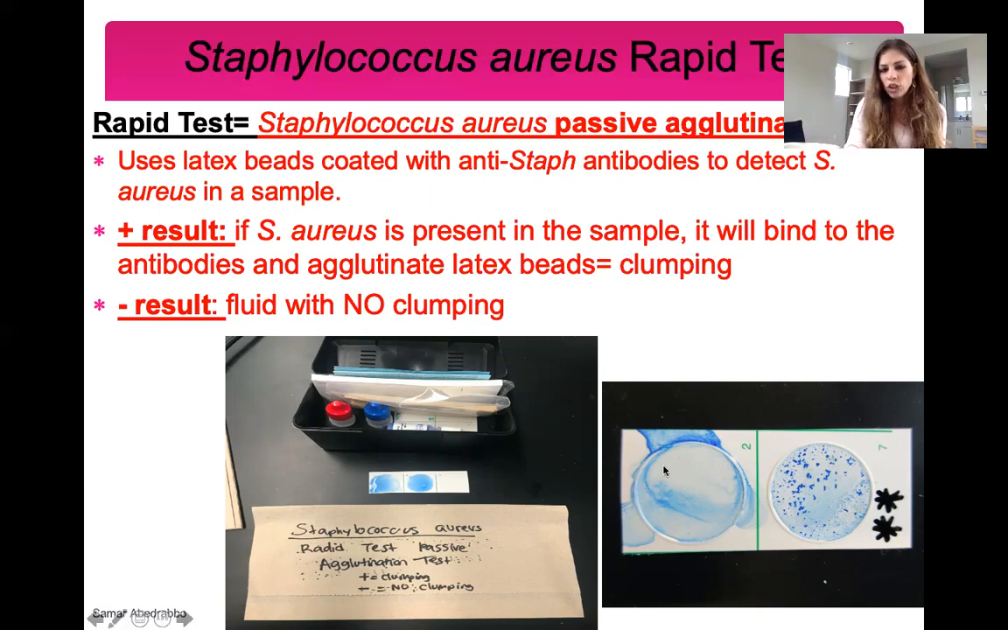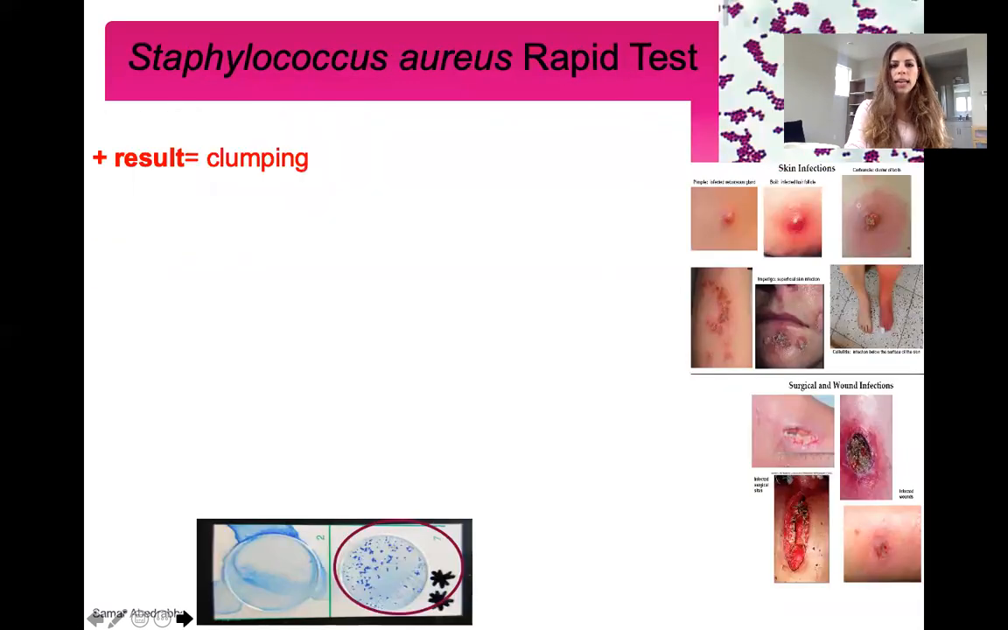In this image here, if you were actually to see it, you don't see any clumping, meaning that the sample did not have any Staphylococcus aureus to bind to the beads with the antibody. In this circle here, these little circles are clumps. The moment you add a sample from someone, you start seeing clumping because the beads with the antibody are binding to the antigen, which is Staphylococcus aureus. So again, this is a Staphylococcus aureus passive agglutination test, which is a rapid test.